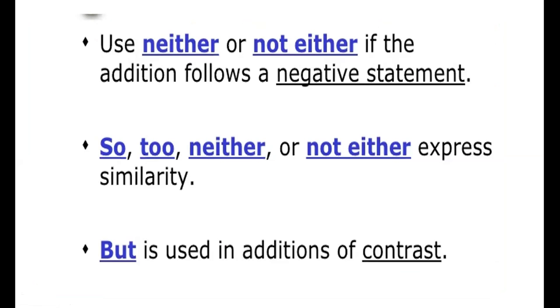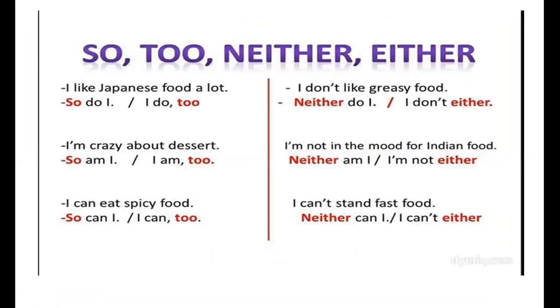Okay, now, we use neither or not either if the addition follows a negative statement. So, too, neither or not either expresses similarity, but remember that so and too are used for affirmative, and neither or not either to express similarity in negatives. But is used in addition of contrast. This is an extra. So I have here some examples.